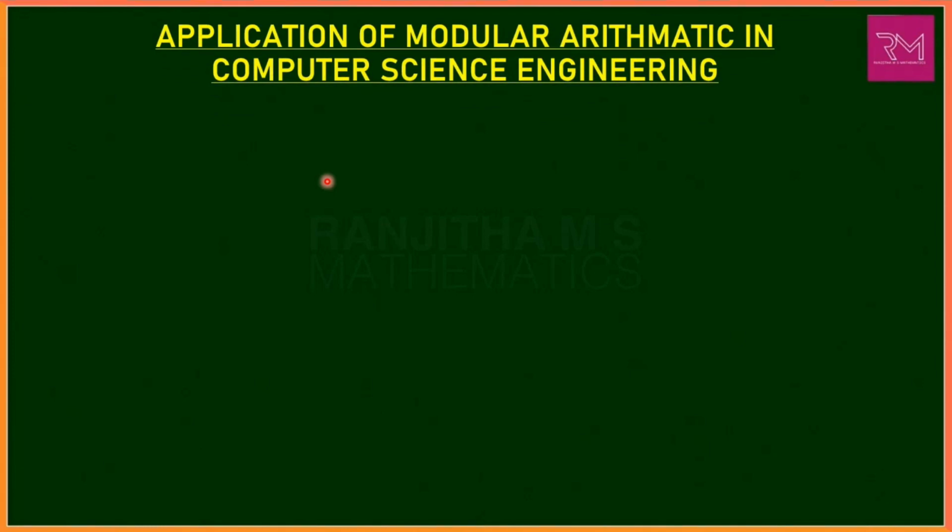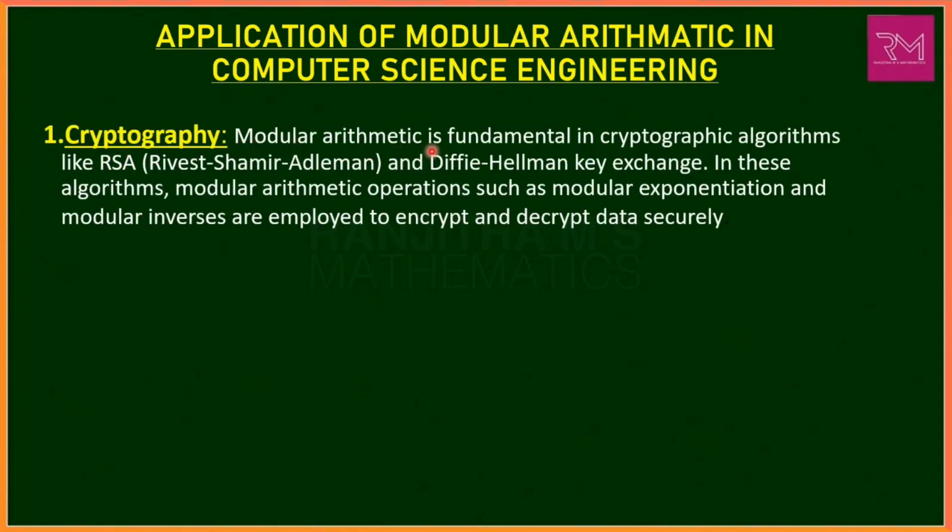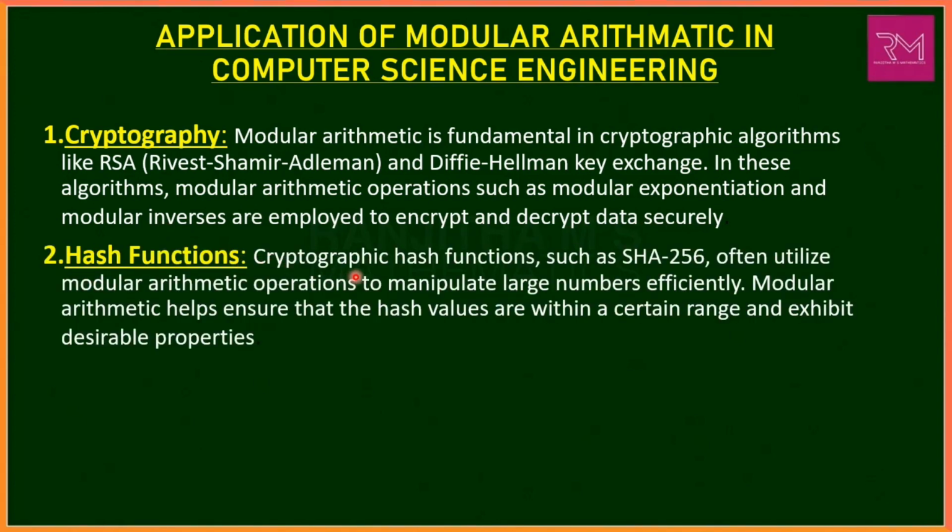Next, we shall see what the applications of modular arithmetic in computer science engineering are. Modular arithmetic has a wide range of applications in computer science engineering. In cryptography, modular arithmetic is fundamental in cryptographic algorithms like RSA and Diffie-Hellman key exchange. In these algorithms, modular arithmetic operations such as modular exponentiation and modular inverses are employed to encrypt and decrypt data securely. In hash functions, cryptographic hash functions such as SHA-256 often utilize modular arithmetic operations to manipulate large numbers efficiently. Modular arithmetic helps ensure that the hash values are within a certain range and exhibit desirable properties.